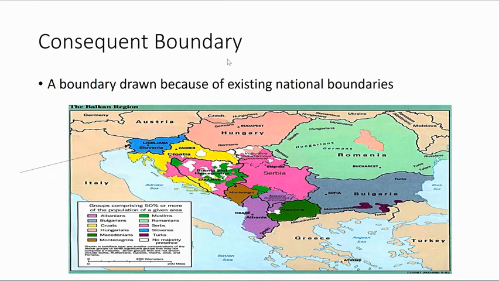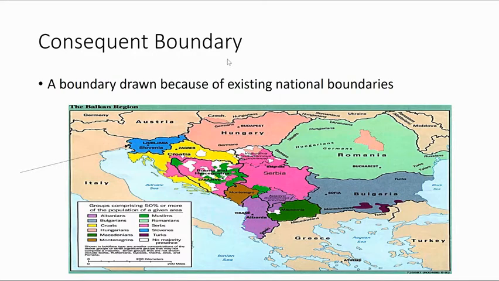All right, not to confuse you any further, but now we're going to talk about a specific kind of subsequent boundary that is called a consequent boundary. A consequent boundary is a subsequent boundary, right? Which means there are already people living there, but it's a boundary drawn because of existing nationality. And what we mean by that is existing ethnicities.